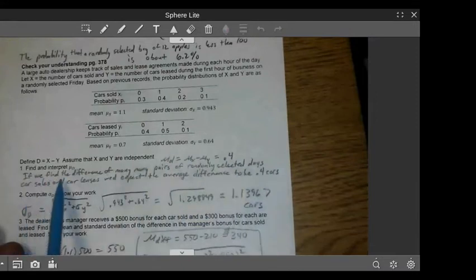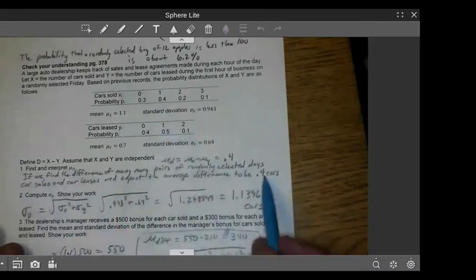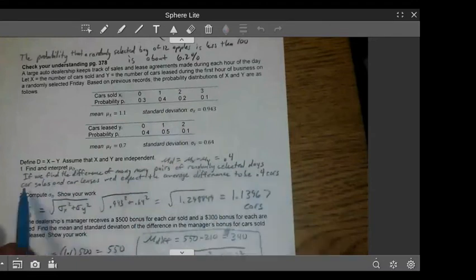If we find the difference of many, many pairs of randomly selected days, the context gets a little bit trickier, but we'd expect the average difference to be about 0.4 cars between the sales and the leases. Sales versus leases, 0.4 means more sales than leases.